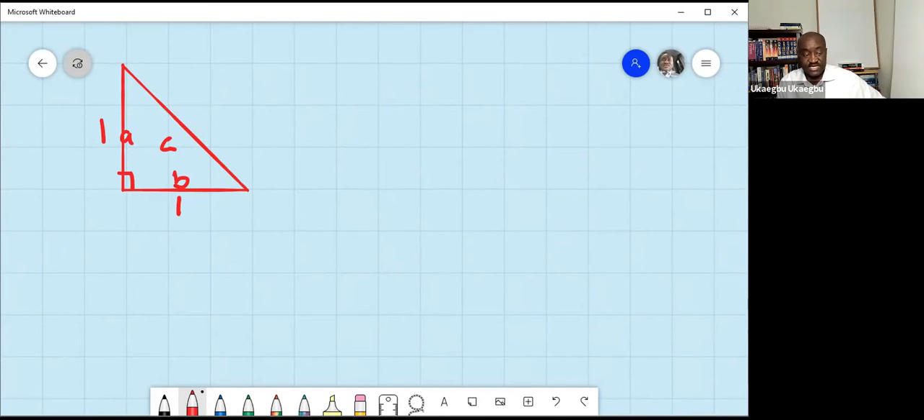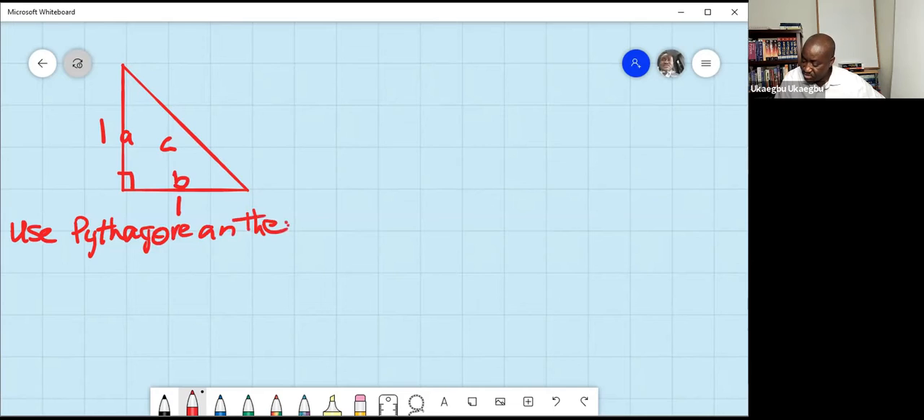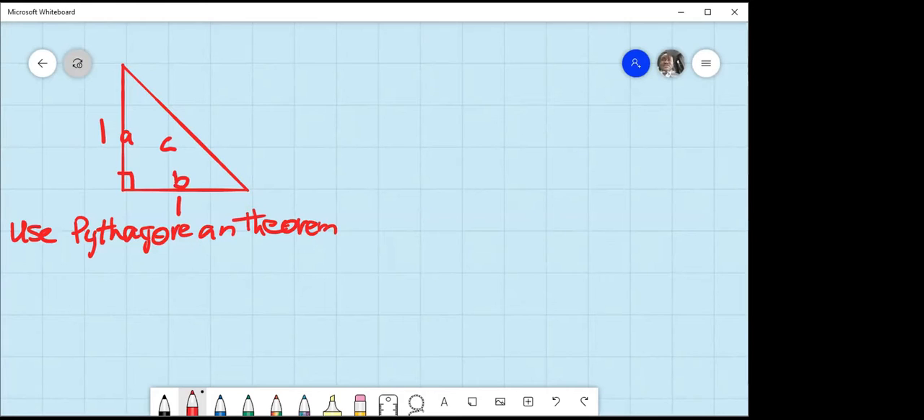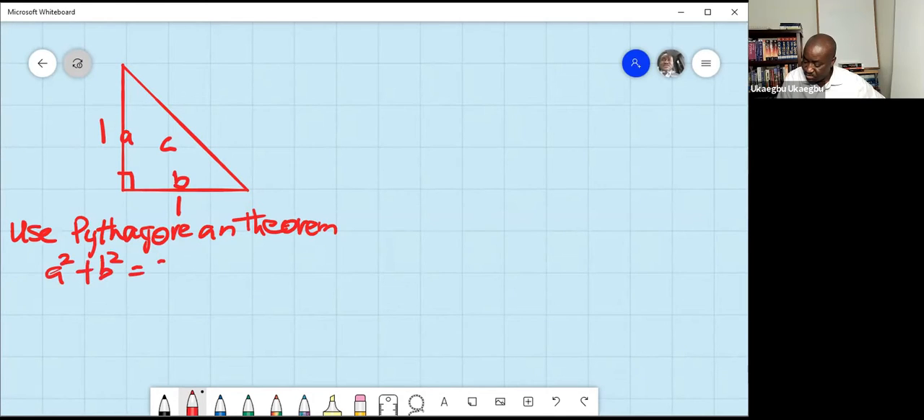Pythagoras? Yes, Pythagorean theorem. So use the Pythagorean theorem. So what is the formula for the Pythagorean theorem, please? A squared plus b squared equals c squared. Thank you. And in this case, what are we supposed to do?